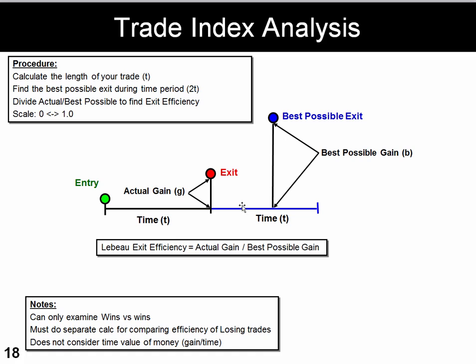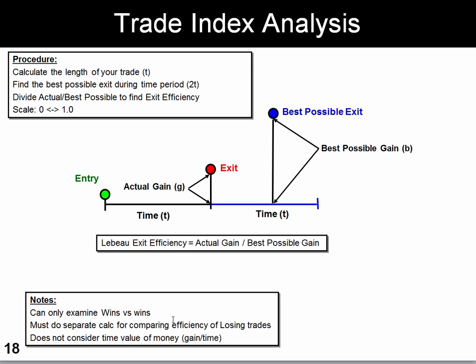The other thing is this does not consider the time value of money, in which the best possible exit, if it happened in the T time frame routinely, then I'm staying too long. If it's happening routinely in the 2T time frame, then I'm not staying long enough. And so I can take the statistics of where the best possible exit is locating to help me understand the time value of money.